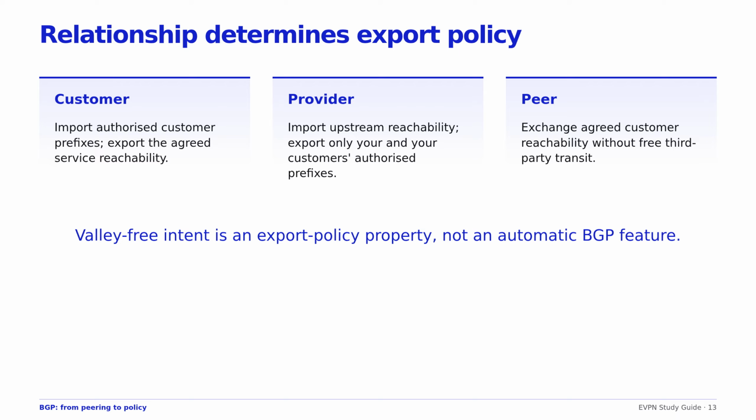A useful design test asks, for every learned route: From which relationship did it arrive? Which destinations may use it? And to which relationships may it be exported?